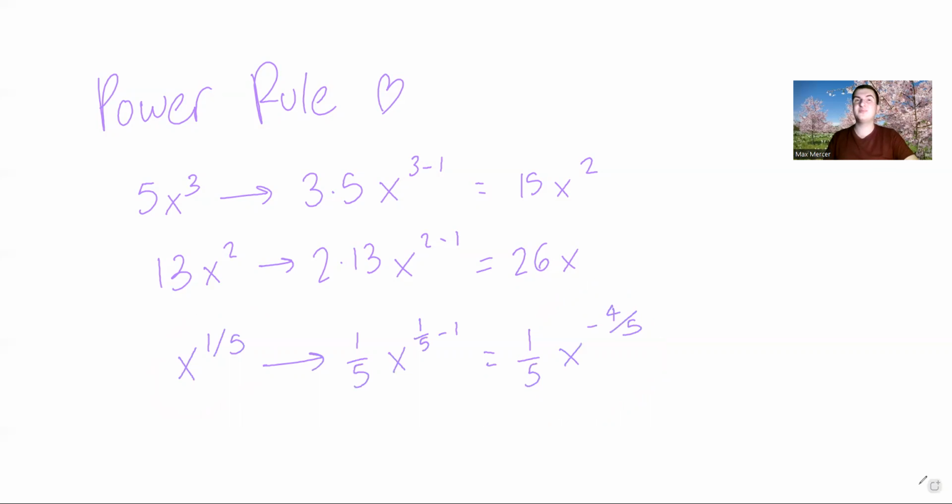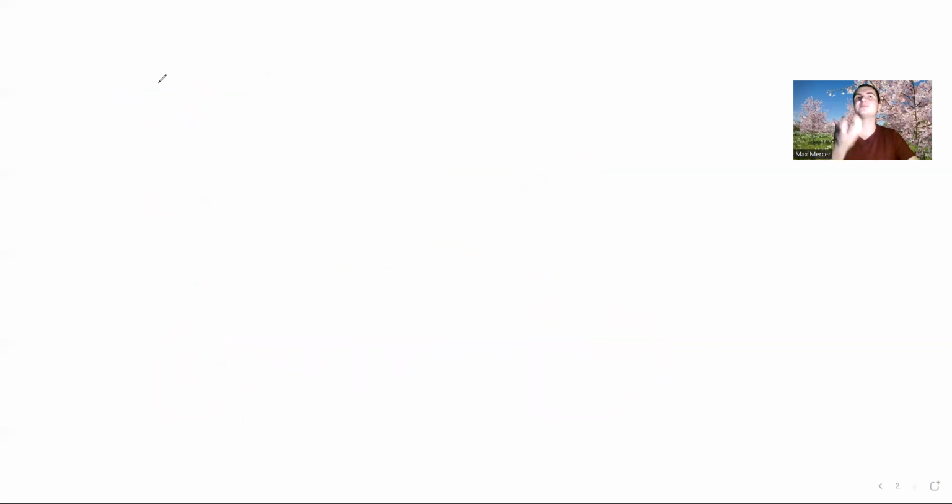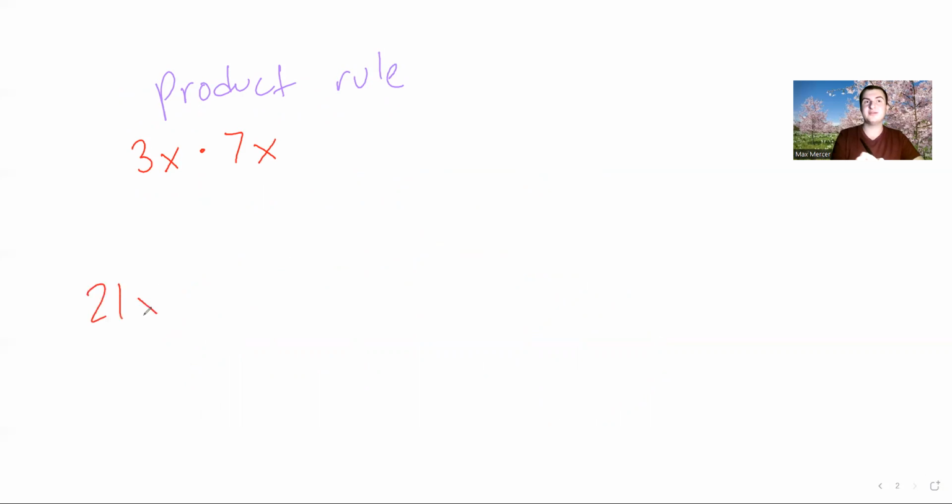Okay, so I'm going to do another page that just helps us remember what the product rule is. Maybe I'll actually do this one in red. So the product rule is when you have a function times another function, and you want to take the derivative as a whole. So for example, if you had 3x times 7x, that's the same thing as 21x squared. If you did want to multiply that out, 3 times 7 is 21, x times x is x squared.